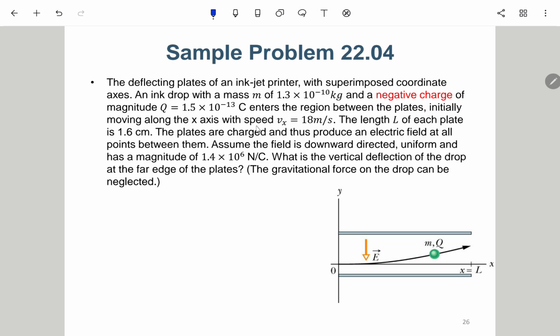Initially moving along the x-axis with speed Vx equals 18 meters per second. The length L of each plate is 1.6 centimeter. The plates are charged and thus produce an electric field at all points between them. Assume the field is downward directed, uniform, and has a magnitude of 1.4 times 10 to the 6th power newton per coulomb. What is the vertical deflection of the drop at the far edge of the plate? The gravitational force on the drop can be neglected.